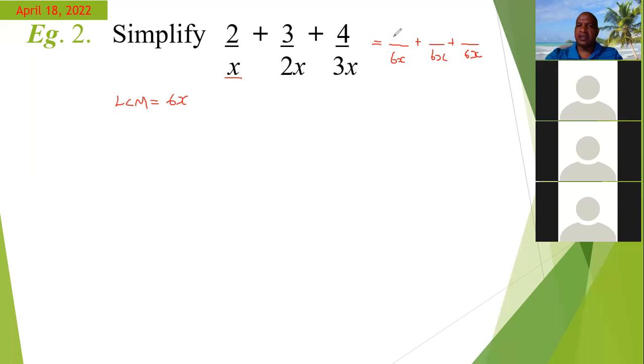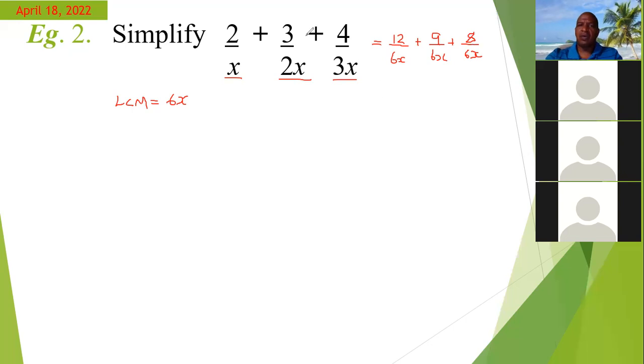So we'd have what? 6 times 2? 12. Give you 12. All right, so for this denominator now, the 2x, what do we do to that to get 6x? Multiply by 3, sir. So we multiply the numerator by 3. So we have 3 3s, 9. What did we do to this 3x to get 6x? Multiply by 2. So the numerator 4 must be multiplied by 2. So we have 2 4s, 8.